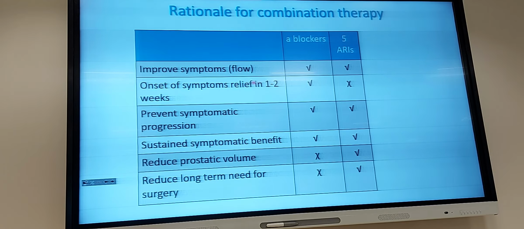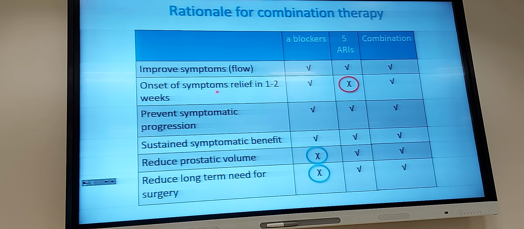But with the alpha blockers, the onset of symptom relief is much quicker. 5-alpha reductase inhibitors will take much longer for this relief. While the reduction in the prostatic volume and reduced need for surgery happens with 5-alpha reductase inhibitors, not with the alpha blockers. And so you can use a combination to achieve all these objectives.